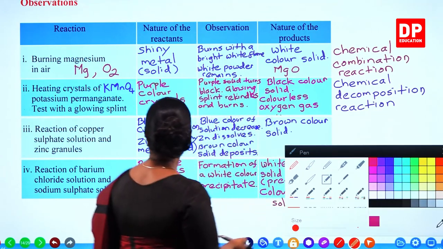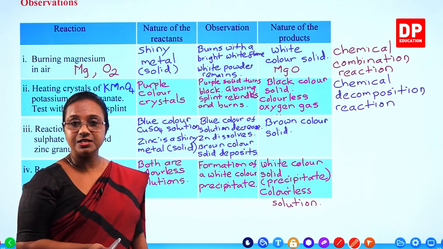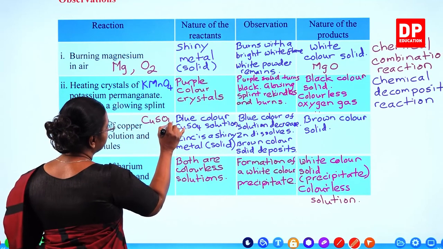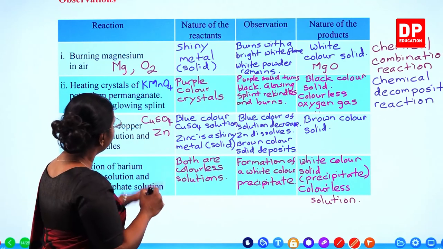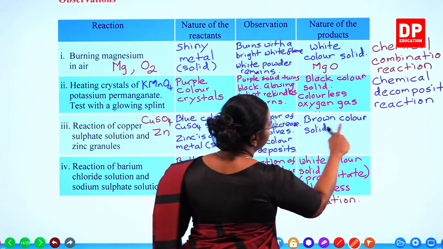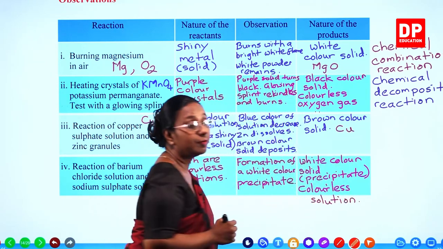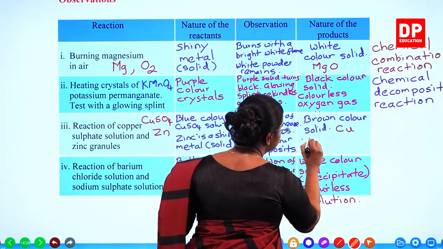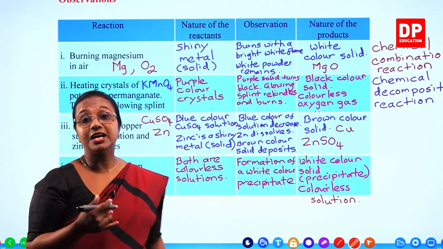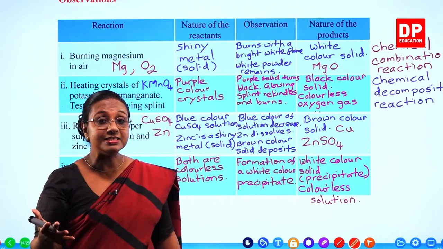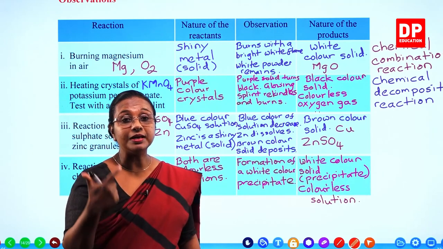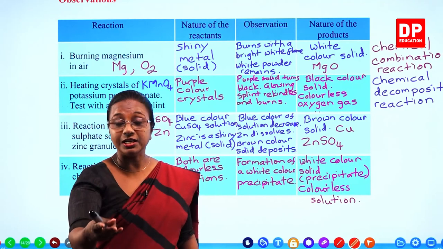Then the third type, what is that? We had blue color copper sulfate solution and zinc. As I told you, copper sulfate and zinc: one is a compound, the other one is an element. So two reactants forming two new products. What are the products? The brown color solid is actually copper, the copper deposits, and we get zinc sulfate. You get the reduction in color. I told you all, if we continue the reaction, completely zinc dissolves, you will get a colorless solution, that will be zinc sulfate. So from two reactants, you get two new products.